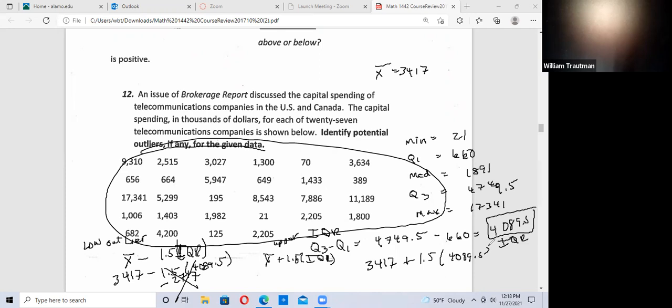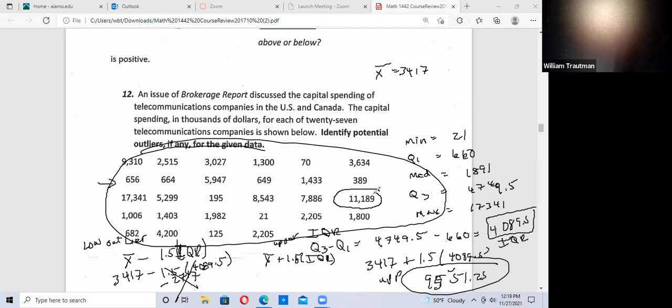3417 plus 1.5 times, 4089.5, and I get 9551.25. So this is the upper outlier. Is there any number higher than 9551? We couldn't find any number lower than our negative number because we'd have no negative numbers. But is there any number larger than 9551? And yes, there are two, I think.